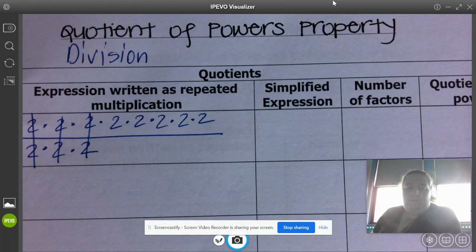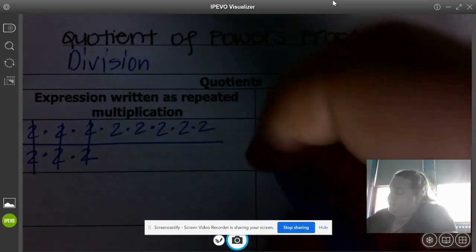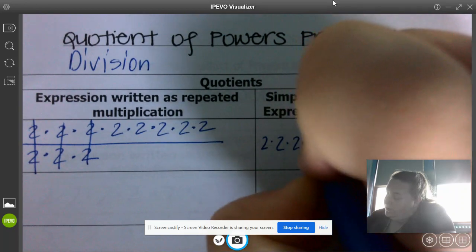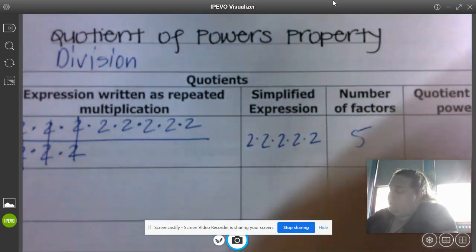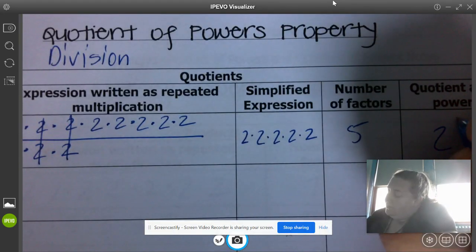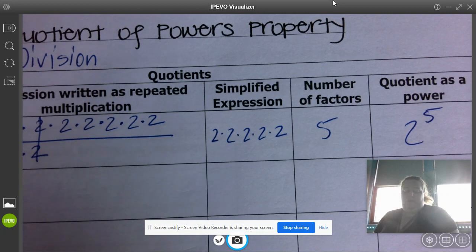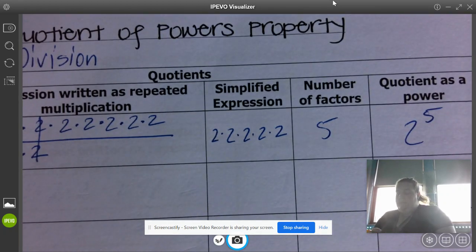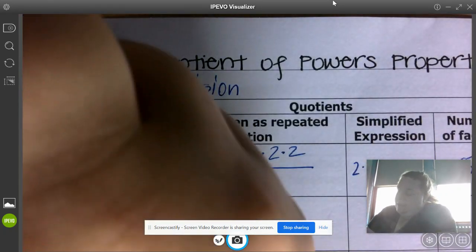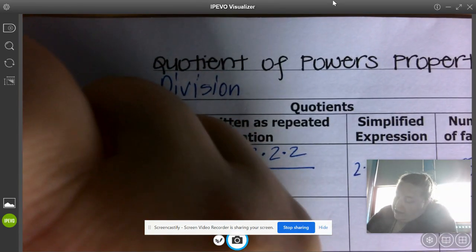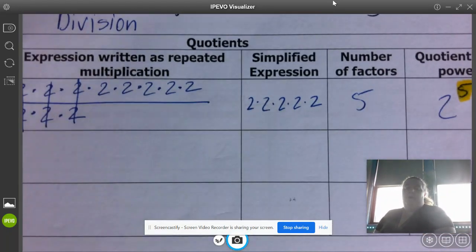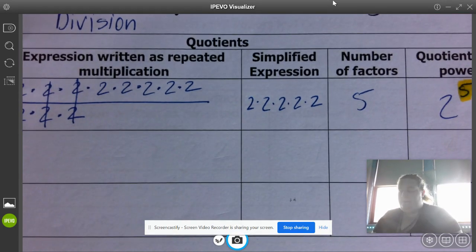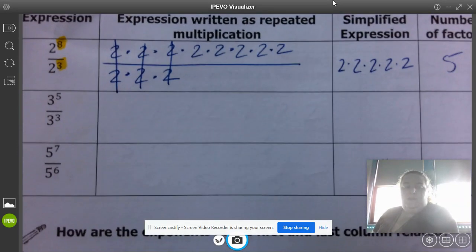So what do I have left? Well, what I have left is 2 times 2 times 2 times 2 times 2 once I've simplified what I could. I have a total number of 5 factors, so I can rewrite that answer as 2 to the 5th. Once again, you're going to see what is the pattern, or how are the exponents in the first column and that last column related? Go ahead and pause the video, try the next 2 examples, see if you can answer that question, and then come back. All right, let's go ahead and finish out these 2 examples.